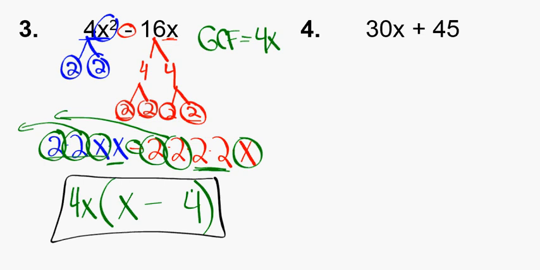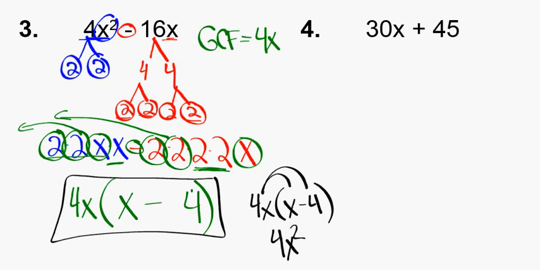If you want to double check your solution or your factored form, we have 4x times x is 4x squared, and 4x times negative 4 is a negative 16x. That should always match your original.